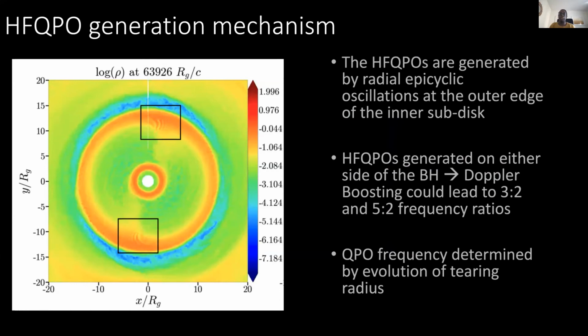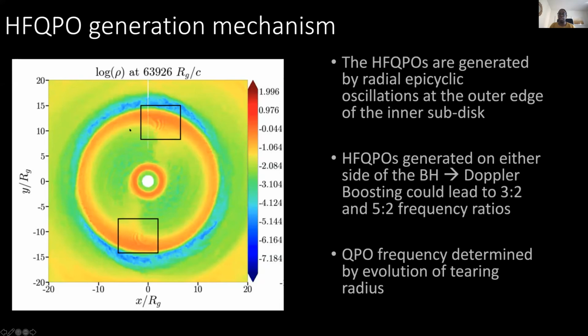So we find that the high frequency QPO signatures are related to the generation and amplification of radial epicyclic oscillations that are shown in these black squares. These oscillations are found to occur on either side of the black hole along the line of nodes, which is essentially the vertical line running down the center of this plot. Oscillations are produced within this ring of enhanced density on the inside edge of the inner subdisk.